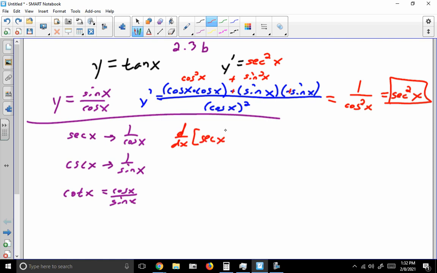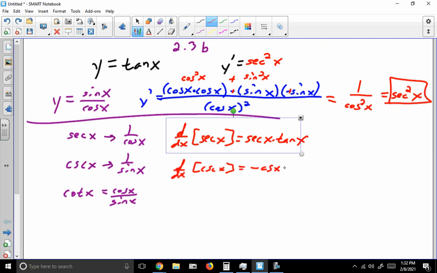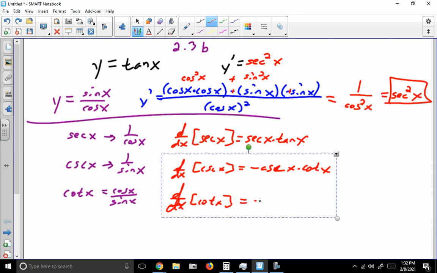The derivative of secant is secant times tangent. The derivative of cosecant is negative cosecant times cotangent. And the derivative of cotangent is negative cosecant squared. So for tangent it's secant squared, for cotangent it's negative cosecant squared. For secant, it's secant tangent. For cosecant, it's negative cosecant cotangent.